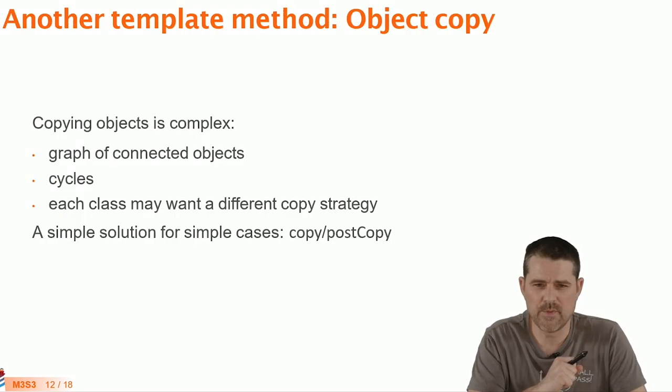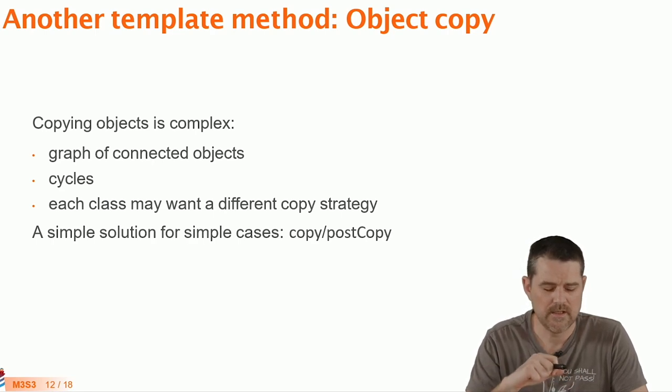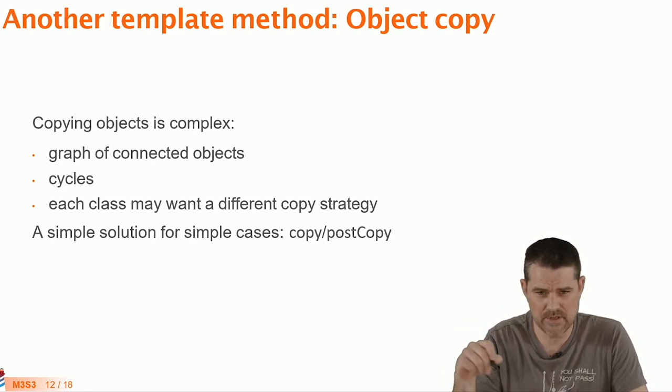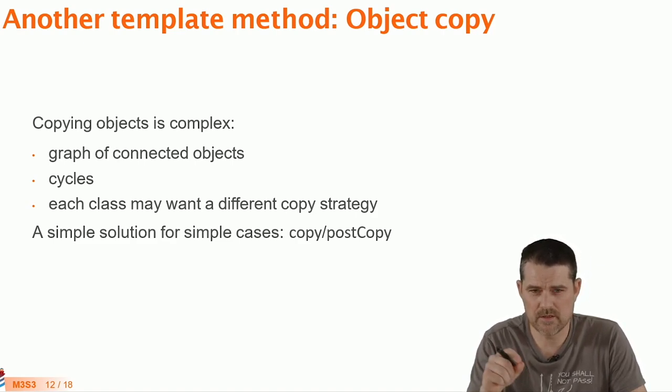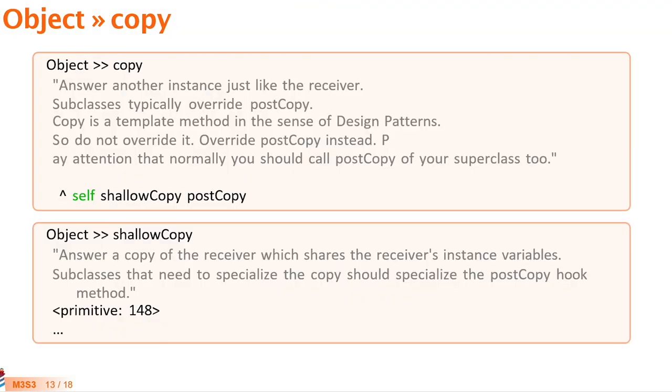Let's have a look at another example of the hooks and template mechanisms, for example, copying objects. Copying objects might be complex because usually there is a graph of objects that are interconnected all together, and there might be some cycles between objects, and each class may have a different strategy to copy instances of themselves. A simple solution for that is to use the template method and hooks copy and postCopy that we will analyze now. So let's have a look.